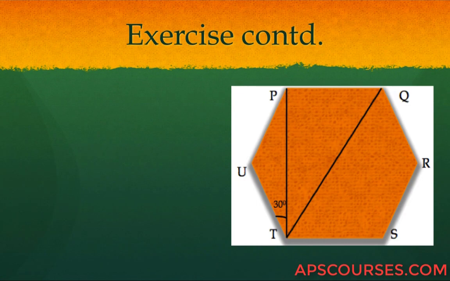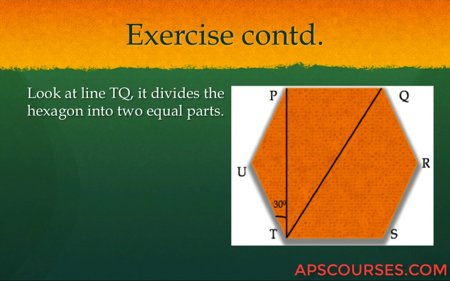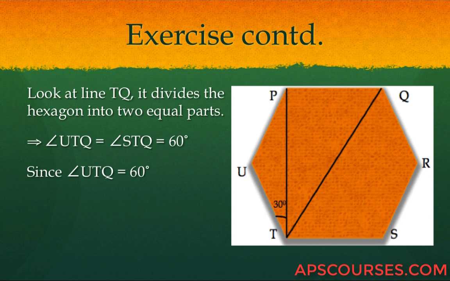From this figure, we have found the value of angle UTP, it is 30 degrees. Line TQ divides the hexagon into two equal parts. So angle UTQ would be equal to angle STQ. And since angle UTQ is equal to 60 degrees, therefore angle PTQ would be equal to 30 degrees.